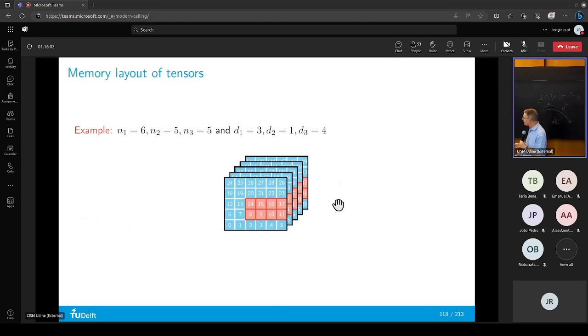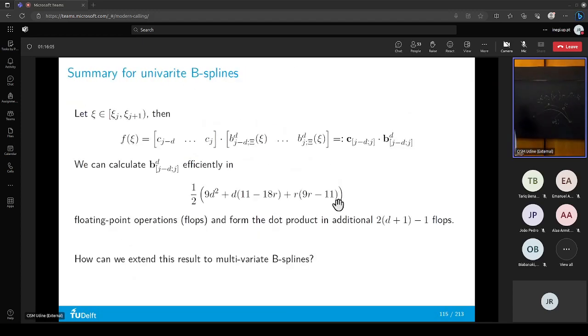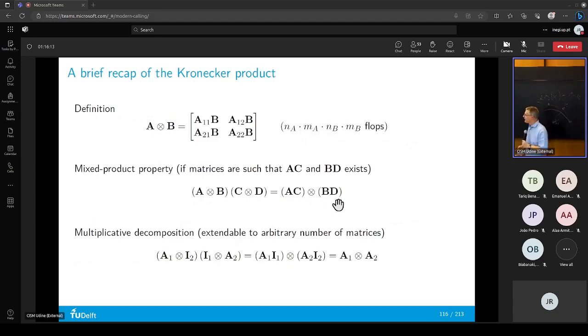Okay, let me go back here, because this was all nice and fine for univariate. You may ask, okay, how do I do it in 2D, 3D? Well, let me remind you of 2 basic properties of the Kronecker product. So that is how the Kronecker product between 2 matrices is defined.